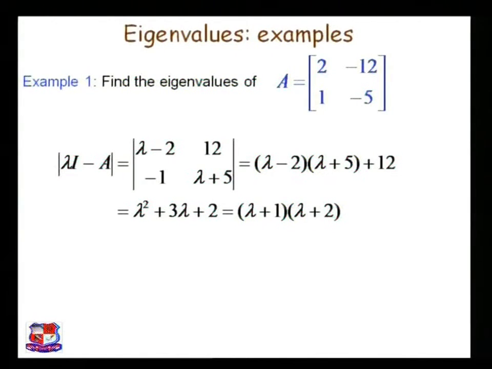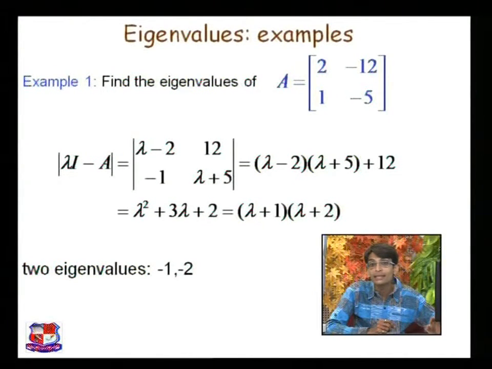By solving this determinant, we get lambda square plus 3 lambda plus 2, which is equal to lambda plus 1 into lambda plus 2. As we have discussed, for the eigenvalues the characteristic equation is the determinant of lambda I minus A equal to 0. So if lambda plus 1 into lambda plus 2 is equal to 0, then lambda is equal to minus 1 and lambda is equal to minus 2. As we discussed, the solutions of this characteristic equation are known as eigenvalues. So here the eigenvalues for the given matrix A are minus 1 and minus 2.